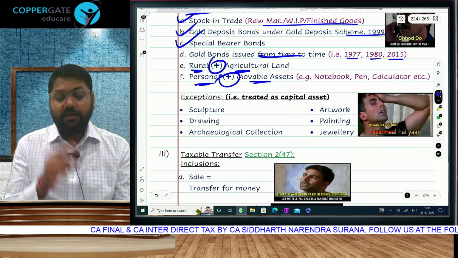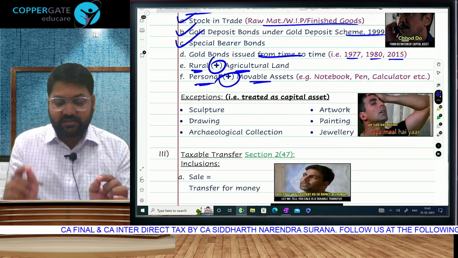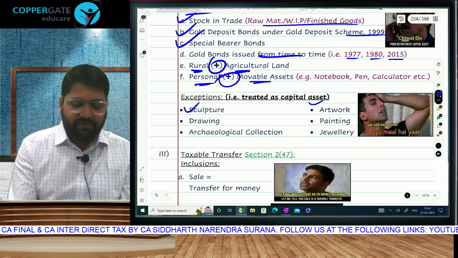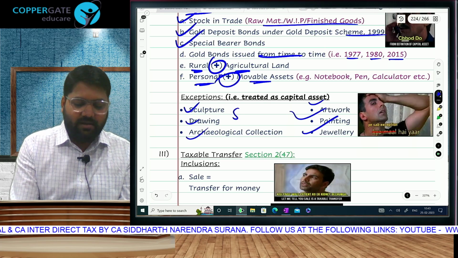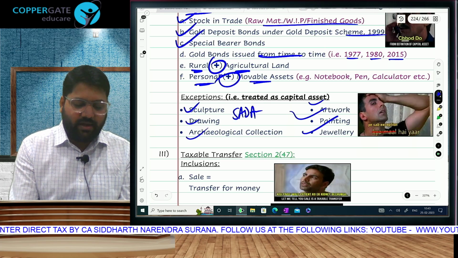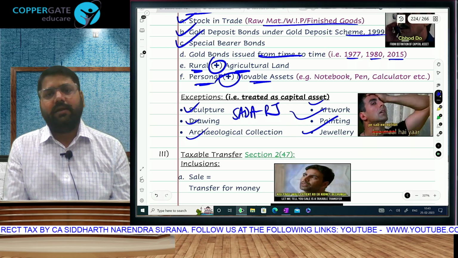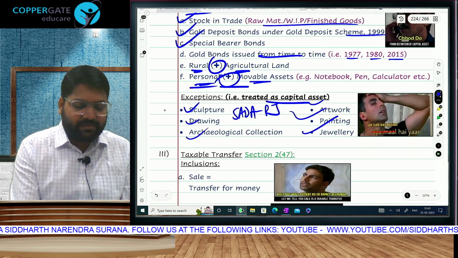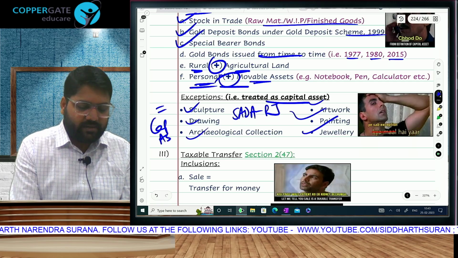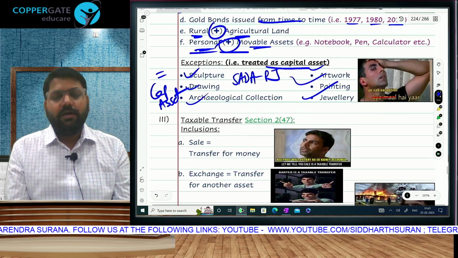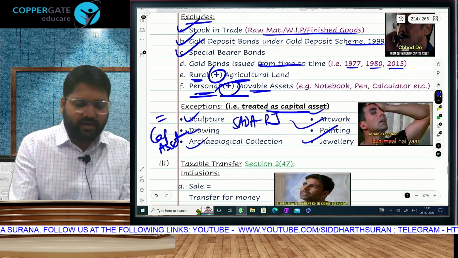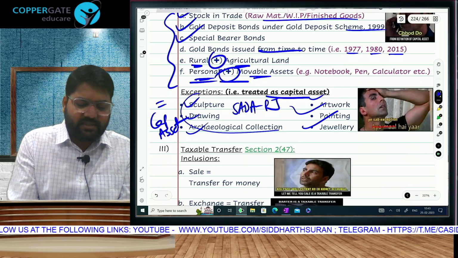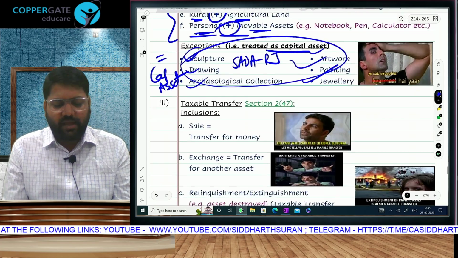However, the following assets are personal and movable, still they will be capital asset: sculpture, artwork, drawing, archaeological collection, painting and jewelry. They are personal and movable, but they are exceptions, therefore they will be treated as capital asset. So anything that is not excluded here will be included in the definition of capital asset, and these assets will also be included in the definition of capital asset.